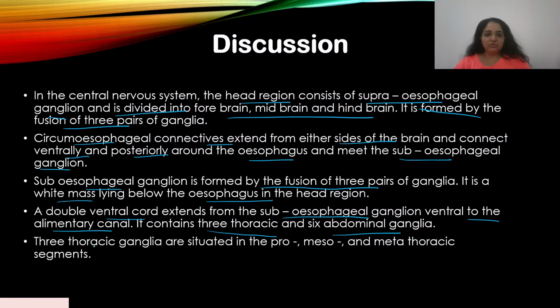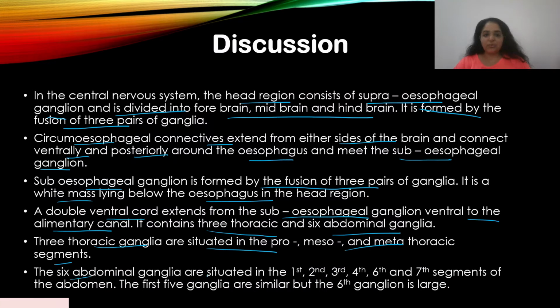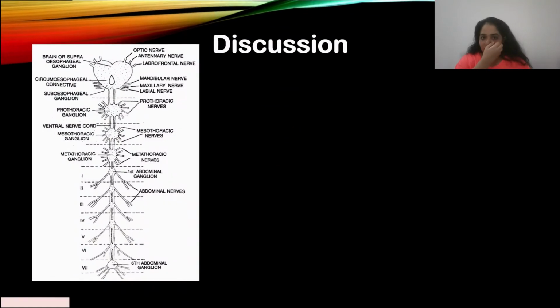Now the 3 thoracic ganglia are situated in the pro-, meso- and metathoracic segments, and the 6 abdominal ganglia are situated in the first, second, third, fourth, sixth and seventh segments. There is no ganglion present in the 5th segment, remember that. The first 5 ganglia are similar, but the 6th ganglion is large. Now let's look at a diagram.